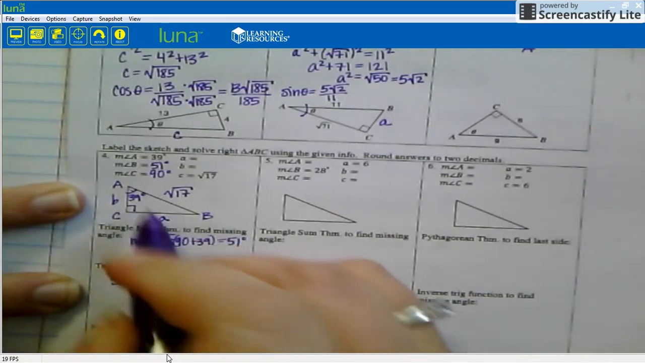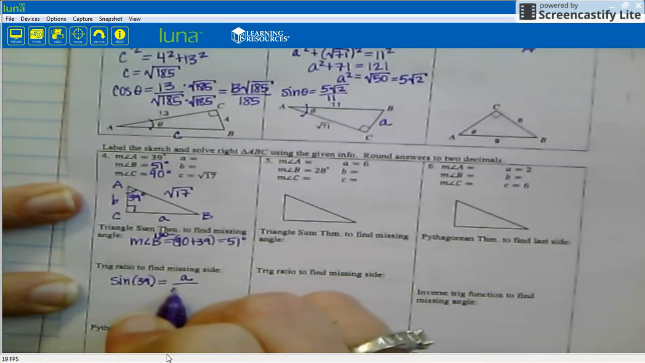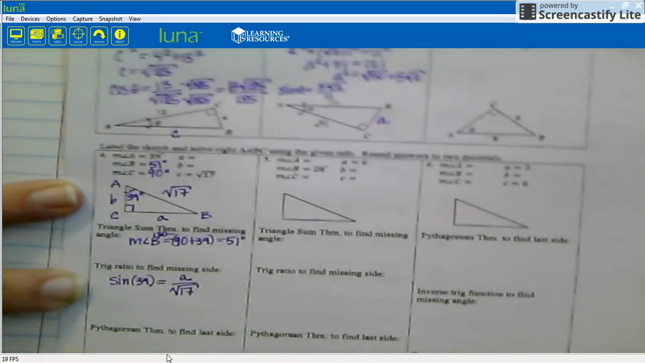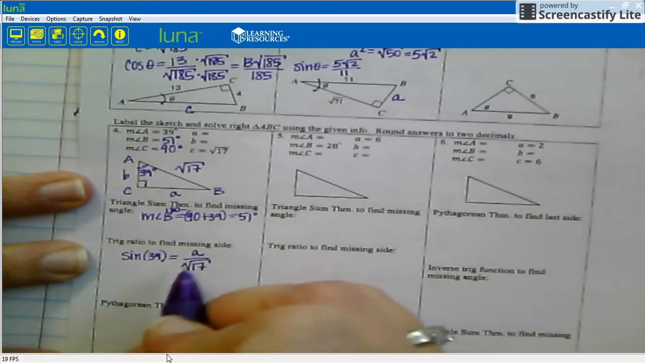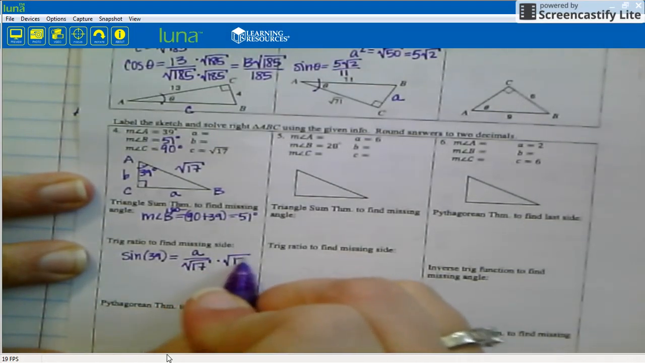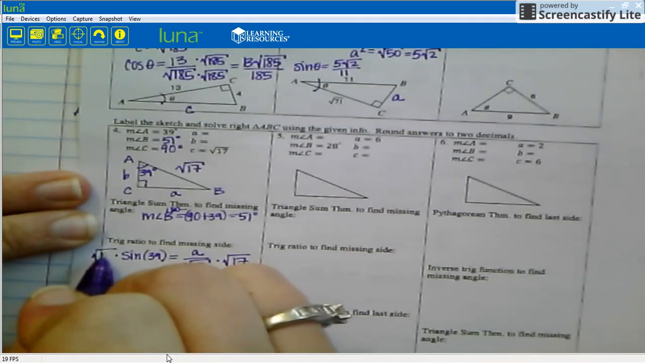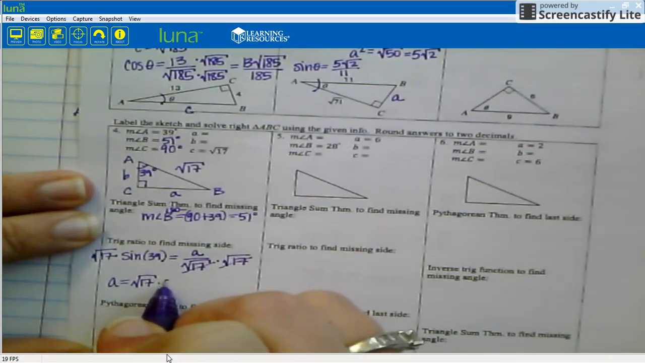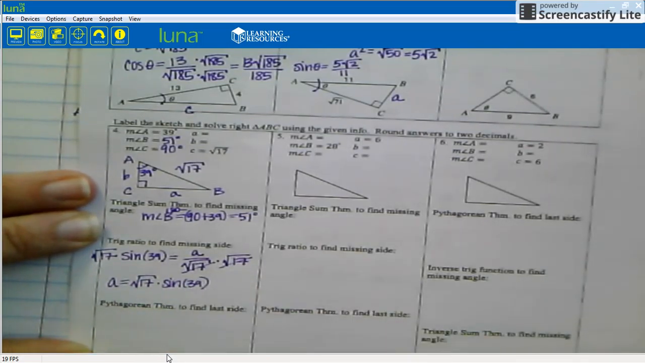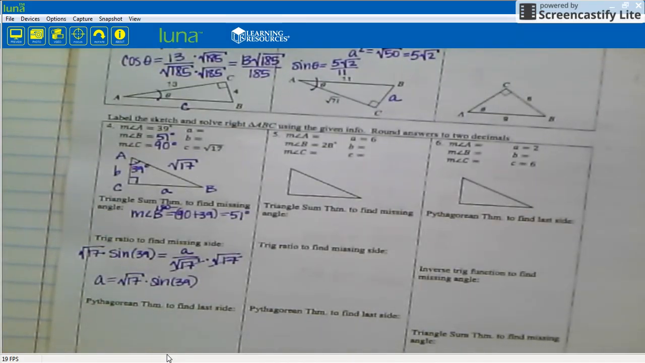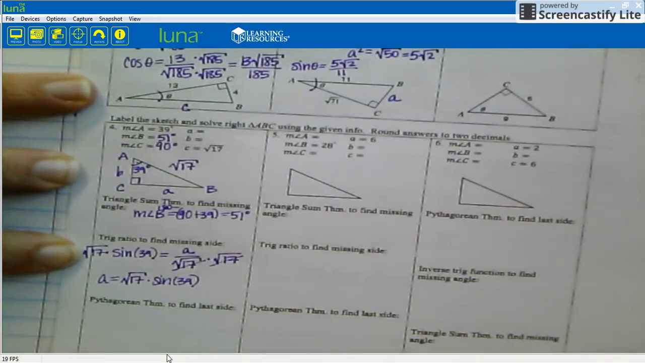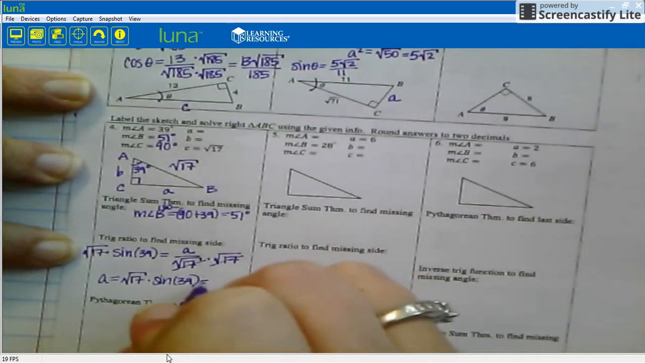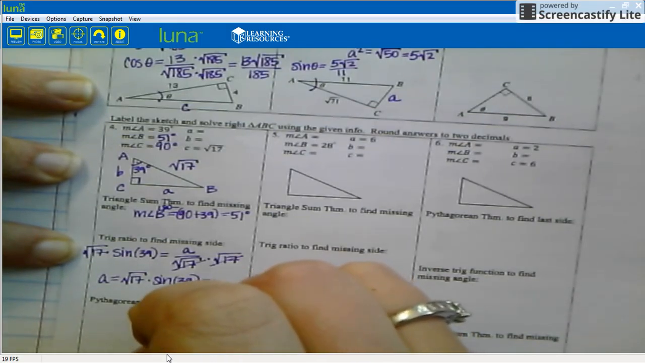is equal to my opposite side, which is A, over my hypotenuse, which is the square root of 17. And so when I'm here, I'm just going to solve for A by multiplying both sides by the square root of 17. And in doing that, this leaves me with A is equal to the square root of 17 times the sine of 39. And when I'm here, I just let my calculator do the legwork on this. And so it says round your answers to 2 decimal places. So from here, A is approximately equal to 2.59.